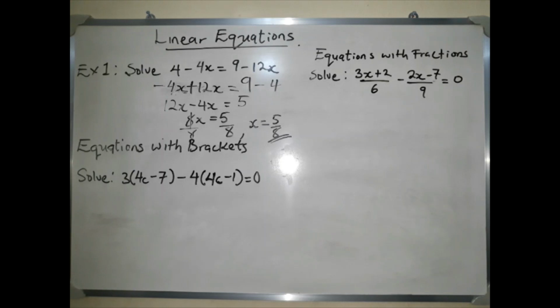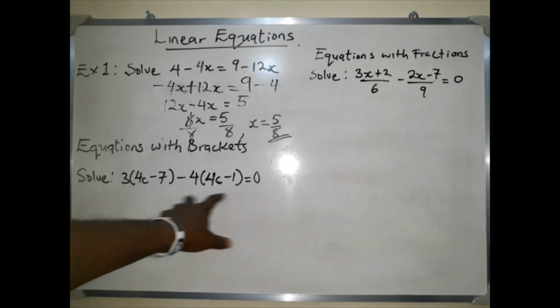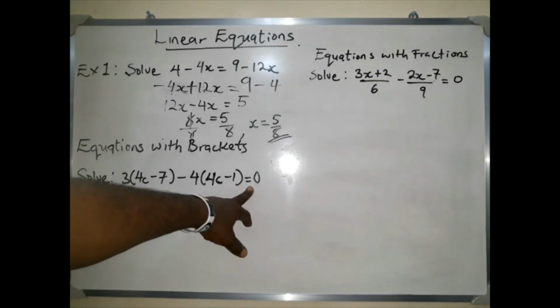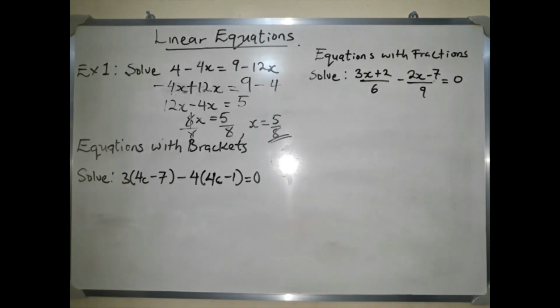Now we're going to see how to solve equations with brackets. You can see we have an example on the board, and you can see that we have 2 brackets and 2 numbers in front of them. So we want to solve this particular equation. You see it has an equal sign, equal to 0. So how do we go about that?